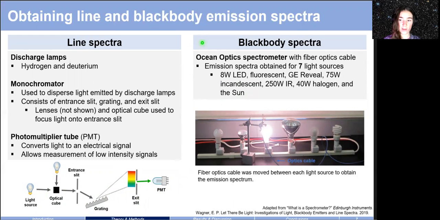Finally, the blackbody emission spectra were taken, and a standard Ocean Optics spectrometer was used with a fiber optics cable to do so, and 7 different light sources were measured in this experiment, and 6 are shown here, and the optics cable was just moved between each light source until the desired spectrum was obtained.